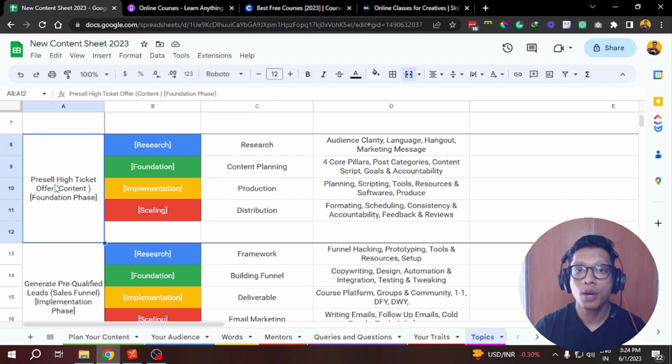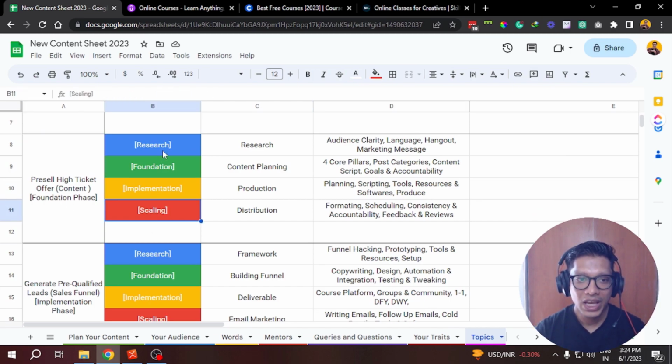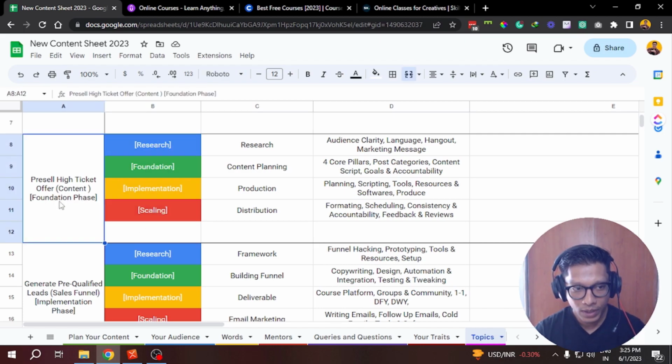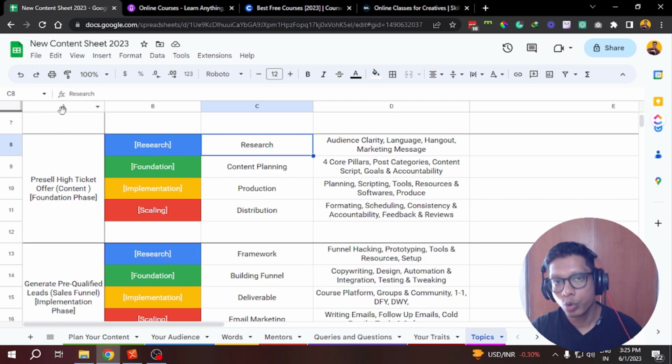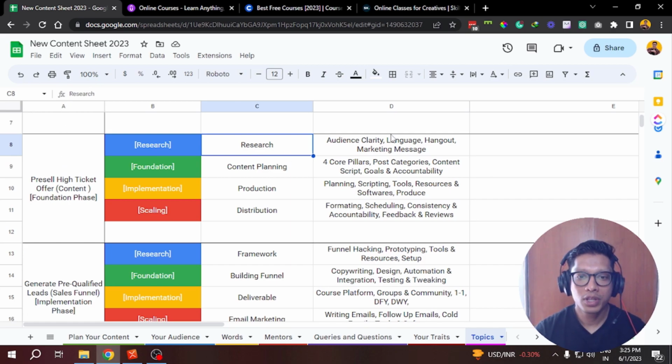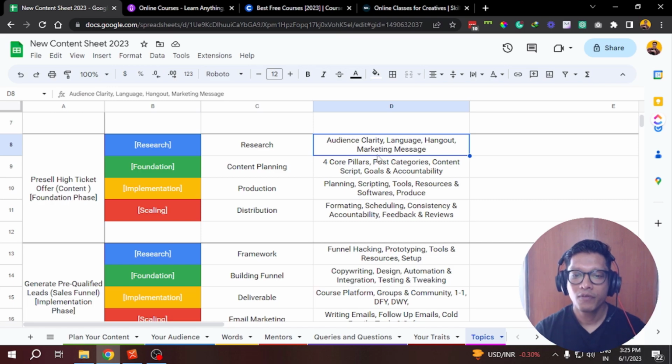Phase 2 is all about foundation, but then in foundation we talked about all these phases as well. Okay, so we help them in building this foundation using the 4 phases. First of all, research. If they want to create content, what kind of research they need. Okay, so here we talk about audience clarity, their language, where these people hang out, where they can find out what kind of marketing message they need to have. So here we are doing all the research, gathering information, gathering data about our audience.